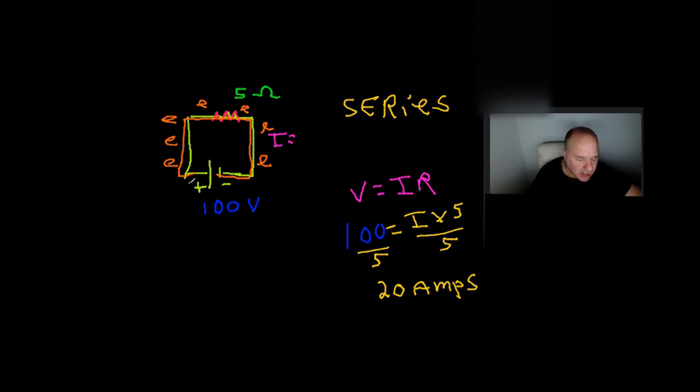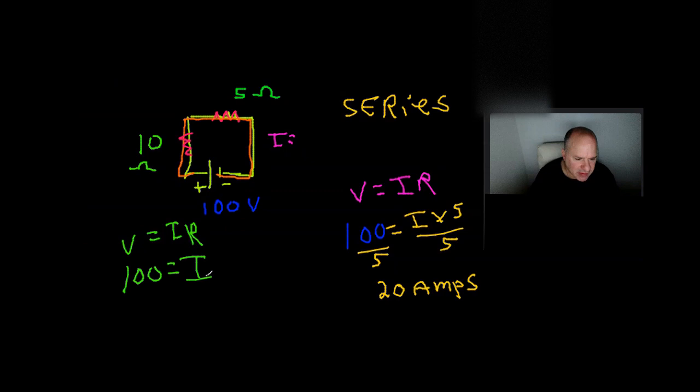Okay, now let's say that instead of one resistor, we have another resistor on this one. We'll add another one like here. And then we'll say that this one is 10 ohms. Now, voltage equals current times resistance. Voltage is 100 equals the current. Now the resistance, we add the resistors. 10 and 5 is 15. So times 15. To solve, we just divide by 15.